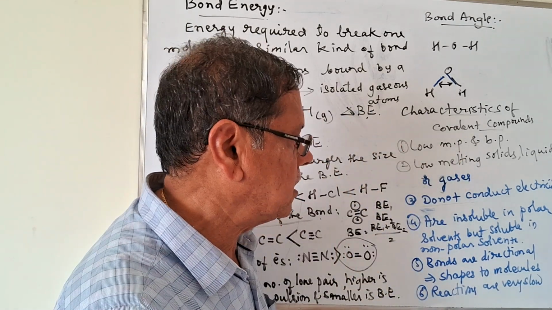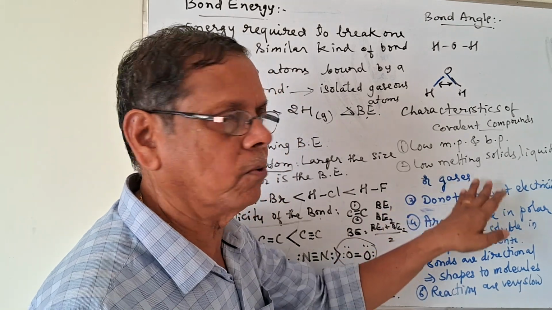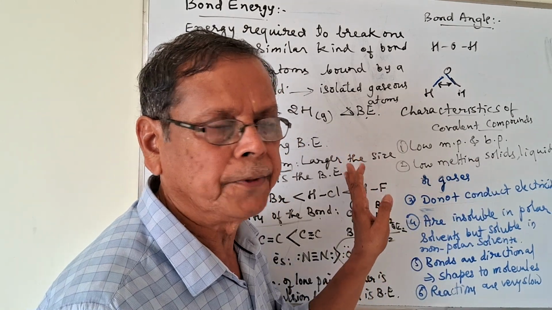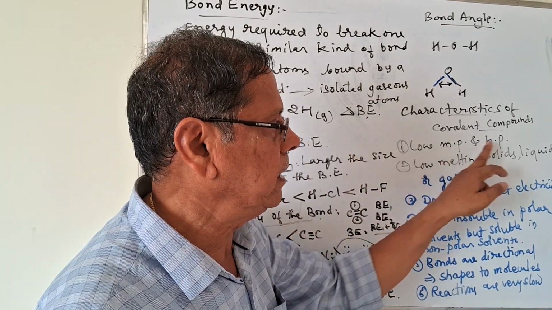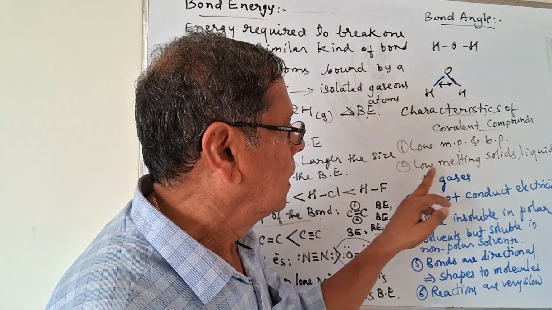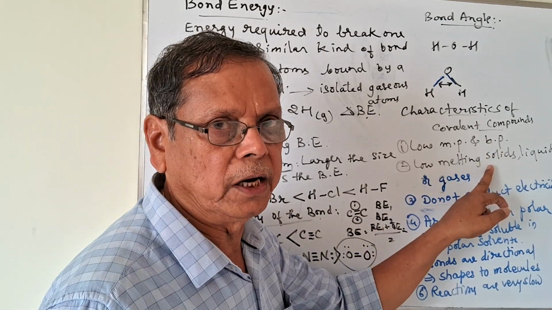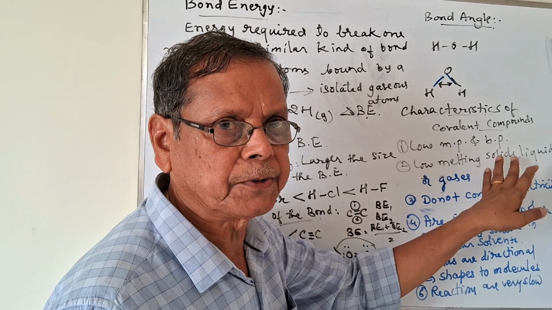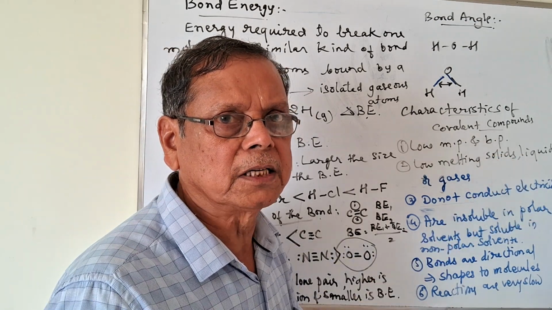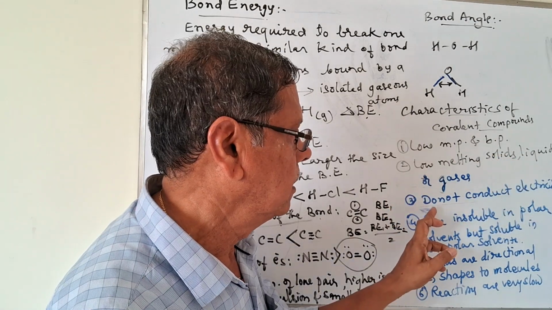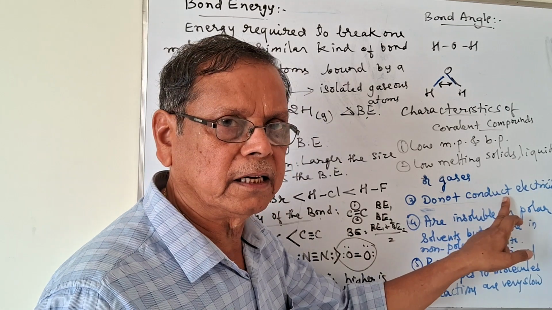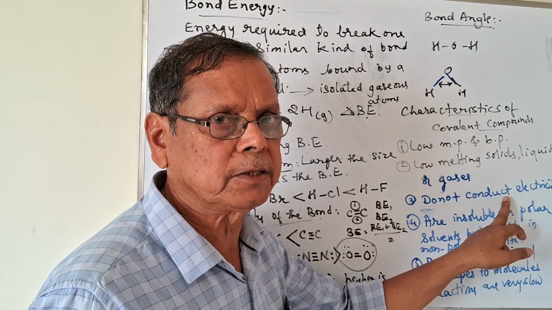The same characteristics we can use to distinguish between the covalent molecules and the ionic compounds. Ionic compounds have high melting and boiling points. They are usually solids, have got definite shapes, and even in the solid state they contain ions. They conduct electricity either in the molten state or in the aqueous medium.